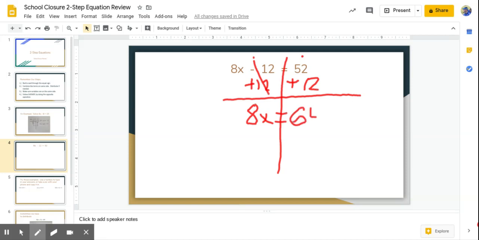And I think most of you are already saying right now, you know what to do next. We're going to divide by 8. And the reason we're dividing by 8 is because we were multiplying by 8 in the problem. So we divide by 8 on the left side. 8x divided by 8 is just going to be x, and that is going to equal 64 divided by 8. And 64 divided by 8 is, you guessed it, 8.